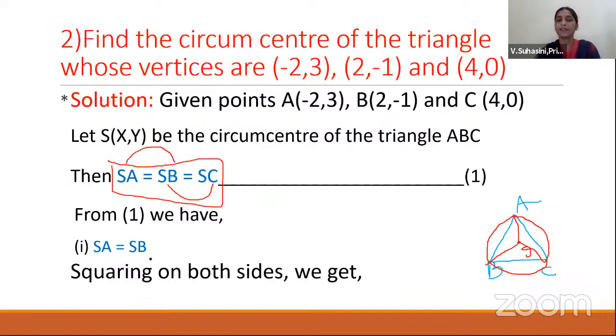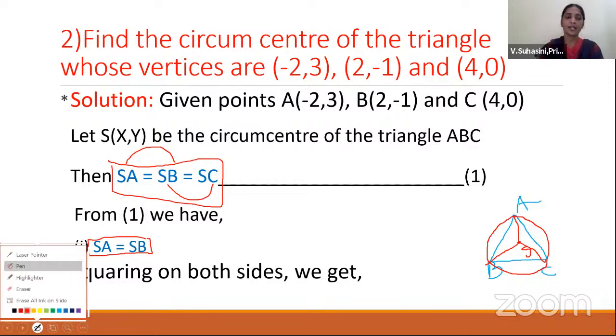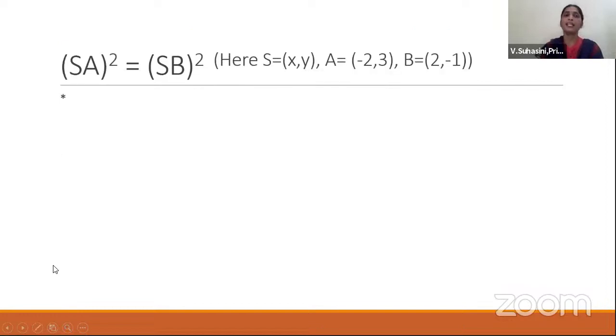First one, SA is equal to SB. Let us consider the case where SA is equal to SB. SA is the distance, SB is the distance. We have 2 points, S(x, y) and A(-2, 3). Since the distance between 2 points is the formula under root (x2 - x1) whole square plus (y2 - y1) whole square, we shall square on both sides in order to remove the square root. Then we shall get SA equal to SB as the equation. When we square on both sides, it will become SA square is equal to SB square.